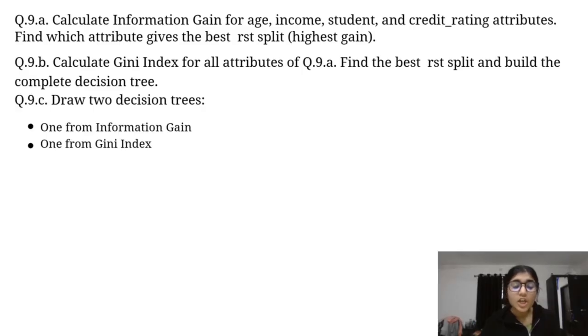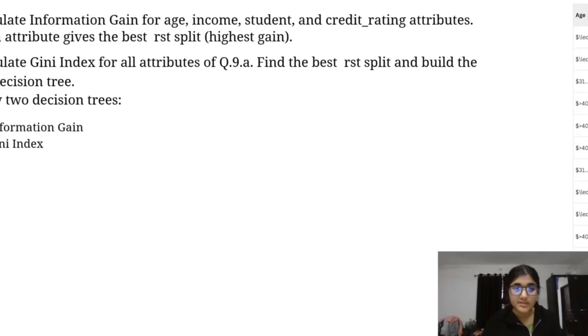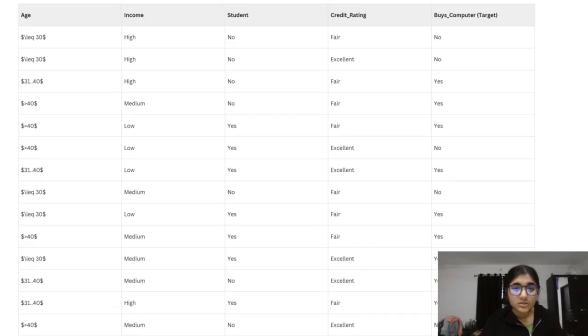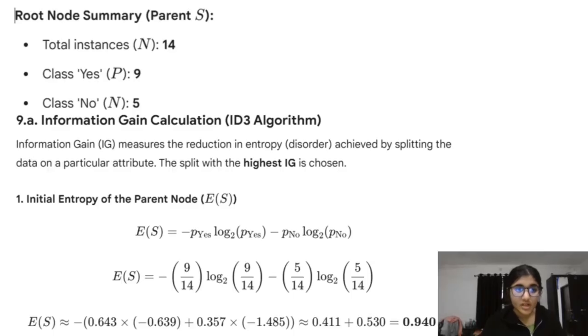And the C part is: draw two decision trees, one from information gain and the second from Gini index. So in this we will take age, then income, then student, then credit rating and the class buys computer. This is the chart which is given in the question. The first is the root node summary: total instances n equals 14. Class yes is 9 and class no is 5.